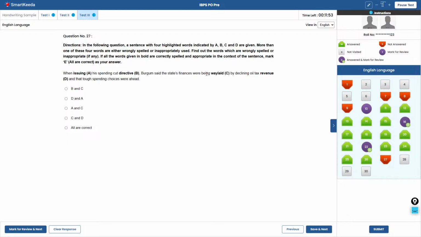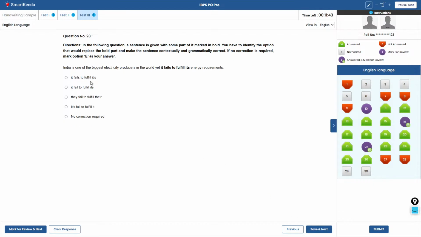When issuing his spending cut directive, what revenue? Okay, I'll just skip it for now. India is one of the biggest electricity producers in the world, yet it fails to fulfill its energy requirement. So I think it's all right.